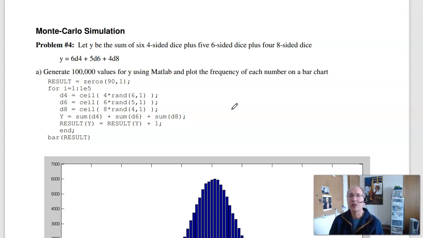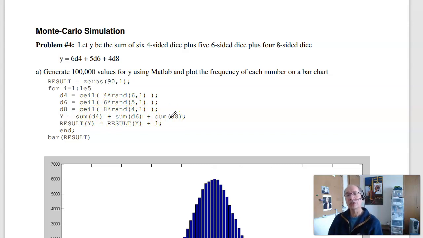So the problem we're going to look at is I'm going to roll a bunch of dice. I'm going to roll 6 4-sided dice, 5 6-sided dice, 4 8-sided dice. And in MATLAB, I can do it like this. I'm going to roll 6 dice, times 4 rounded up. These are 6 4-sided dice. This is 5 6-sided dice, 4 8-sided dice. Take the dice, add them all up.